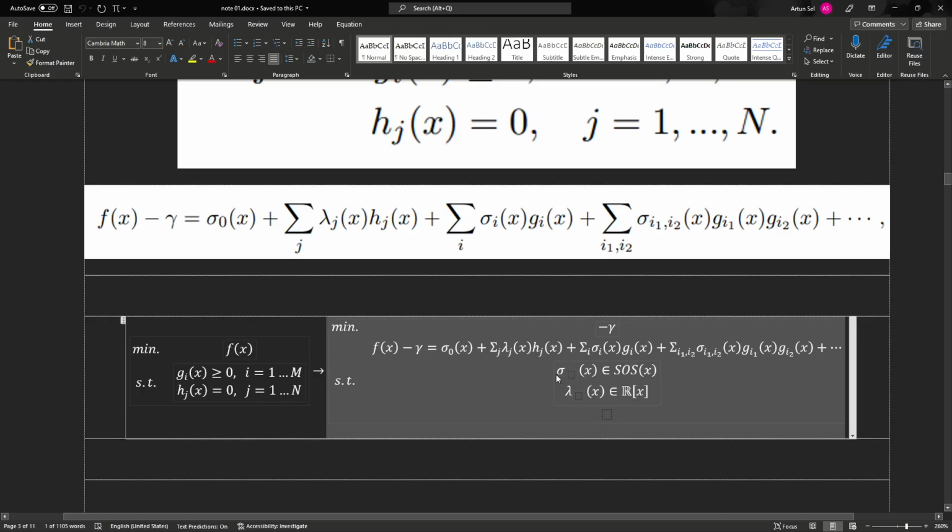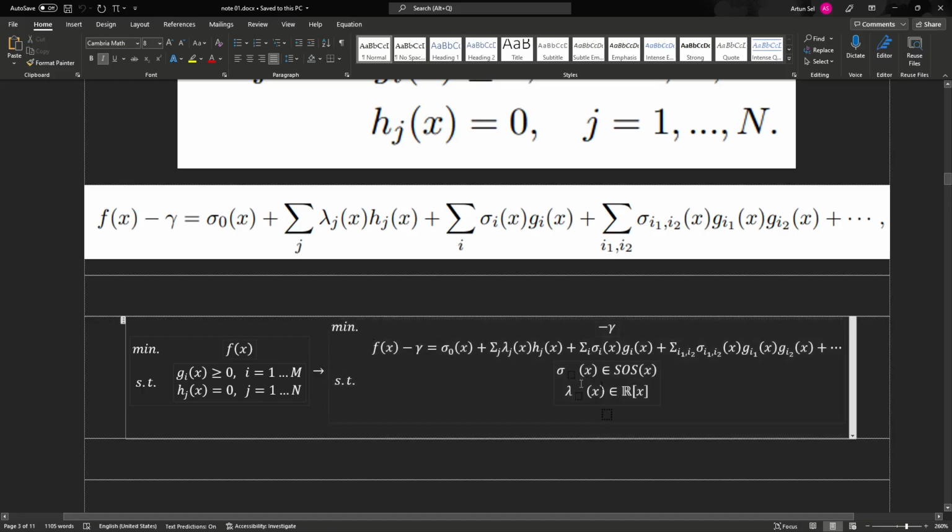Okay. Where in this problem you need to find gamma, and then sigma polynomials, where each sigma polynomial is an SOS. Okay, we have an SOS constraint. And also you need to find lambda polynomials, where they're just polynomials, and you have this equality constraint. Okay. All right, so this is it, and this is a very important problem, right?